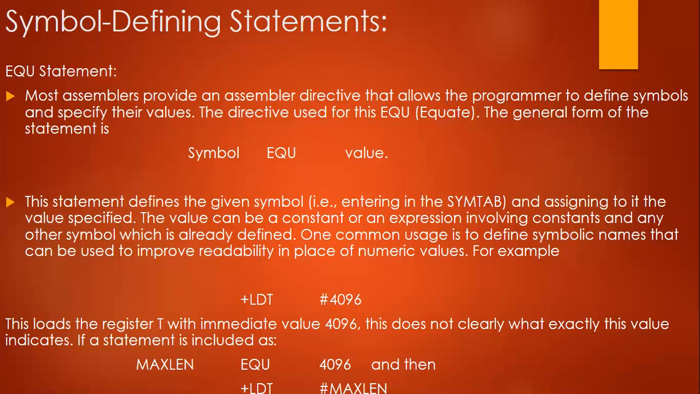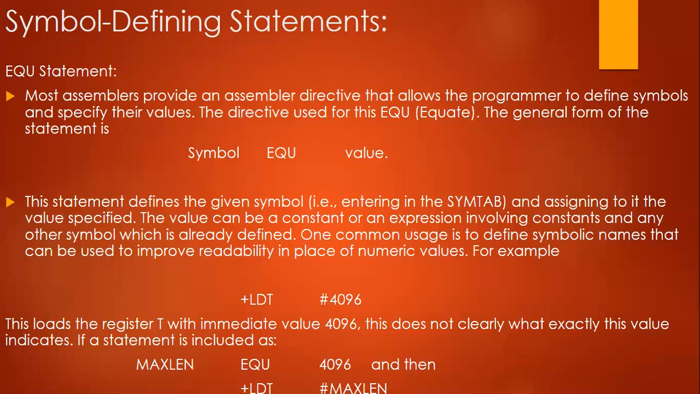Most assemblers provide an assembler directive that allows the programmer to define symbols and specify their value. We have such flexibility that whatever operands we are familiar or comfortable with, we can define those operands along with their address and some value. That will be allowed by each and every assembler. The directive used for this is EQU.